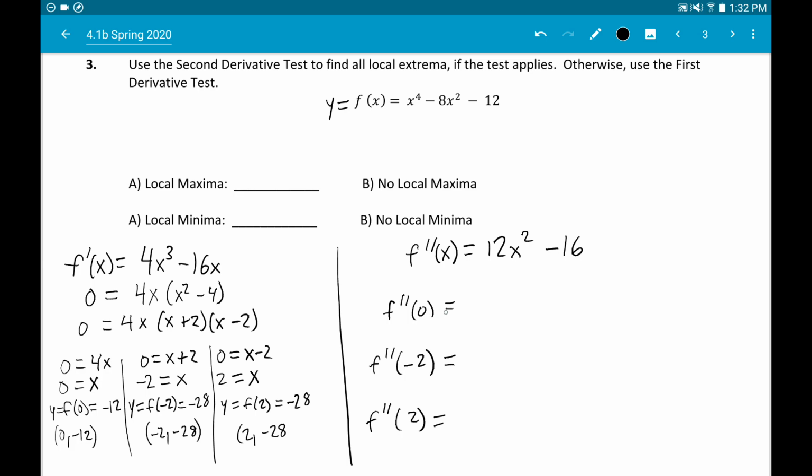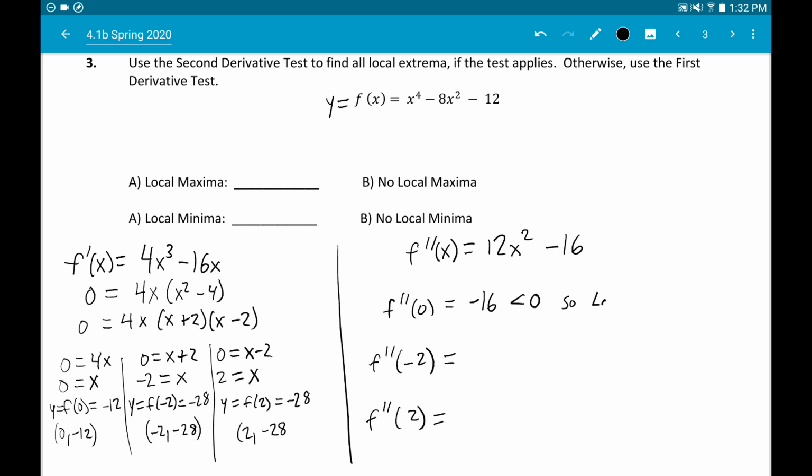Alright, so if we plug in 0, 12 times 0 squared is 0, minus 16 is negative 16. That's negative. So again, look back. If the second derivative is negative, it means concave down. So you have a local max at that x value.